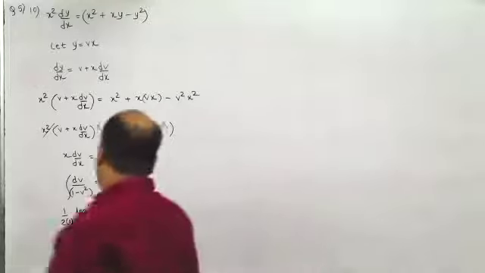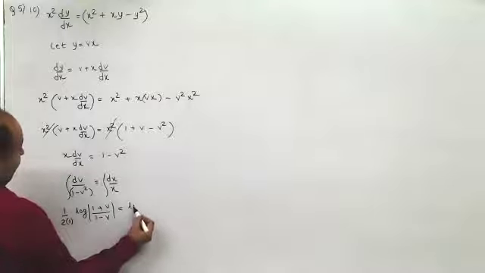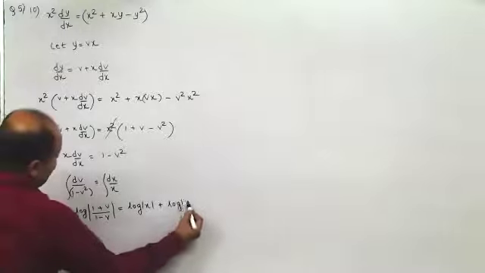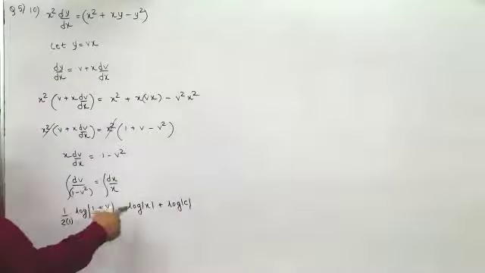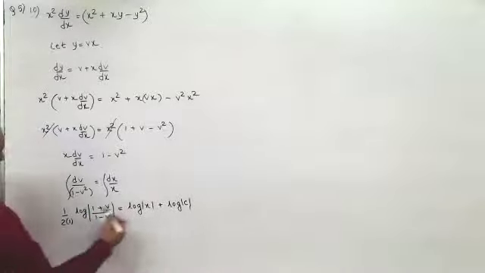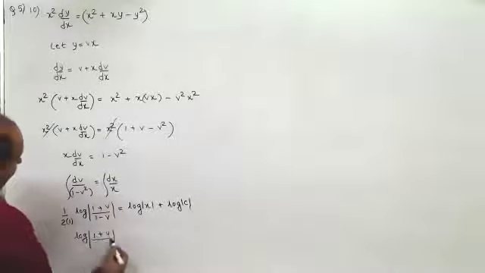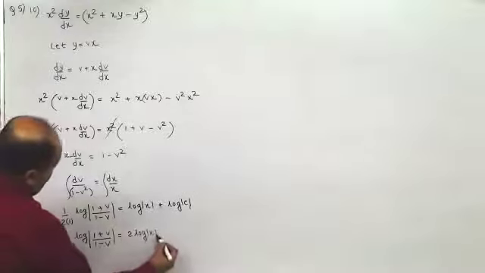So this would be log of (1 plus v) upon (1 minus v), and this would be log x plus log of some constant. I took log because when you have log in all the other terms, you take even the constant in terms of log. Now, when I multiply by 2 on both sides, I'll get log of (1 plus v) upon (1 minus v) equal to 2 log x plus log c.